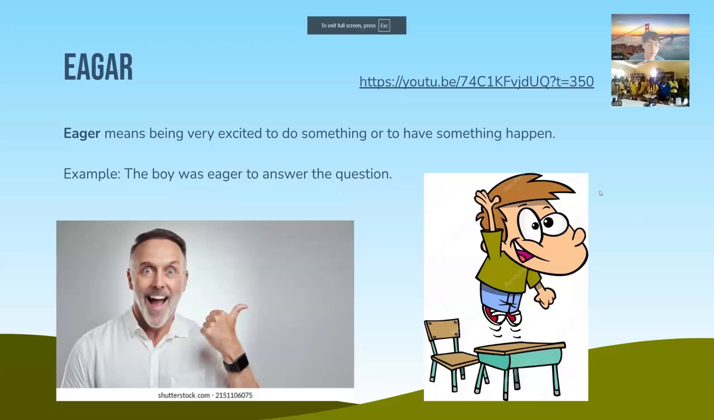The next word is eager, and eager means being very excited to do something or to have something happen. For example, the boy was eager to answer the question. On the right, you can see the boy being very eager to answer the question. And again, eager means very excited to do something. So here is the part where it is used in the story.